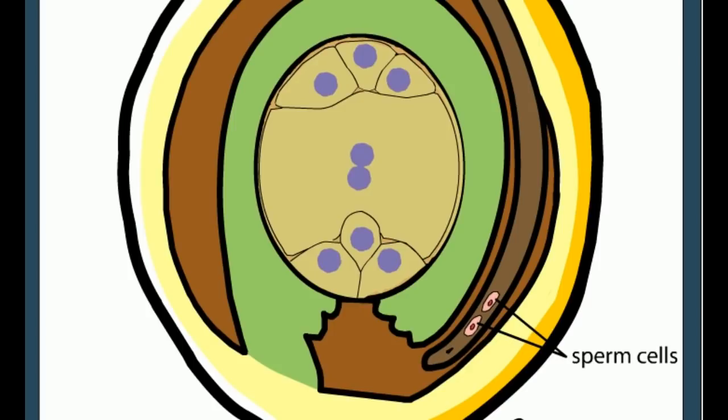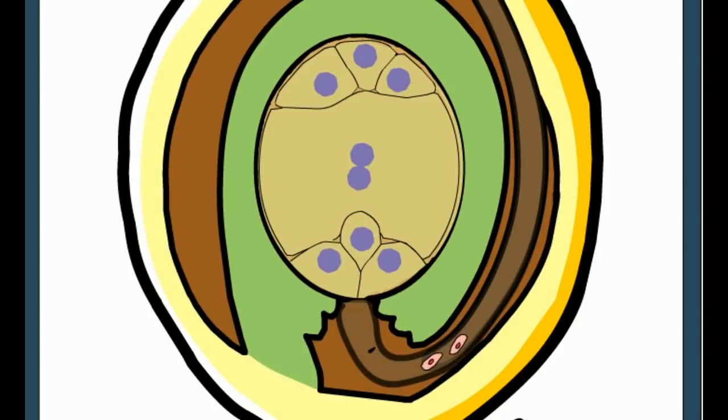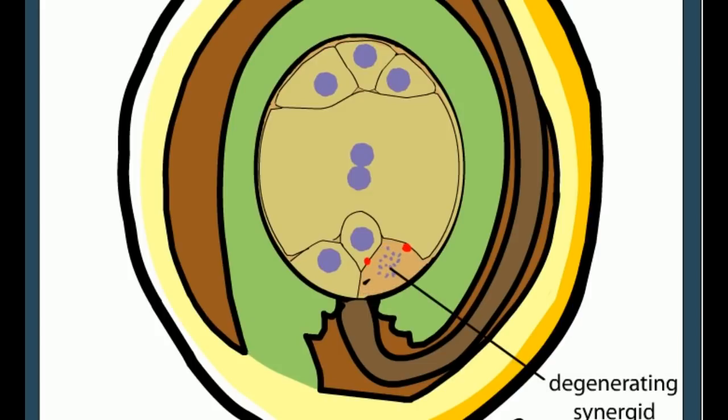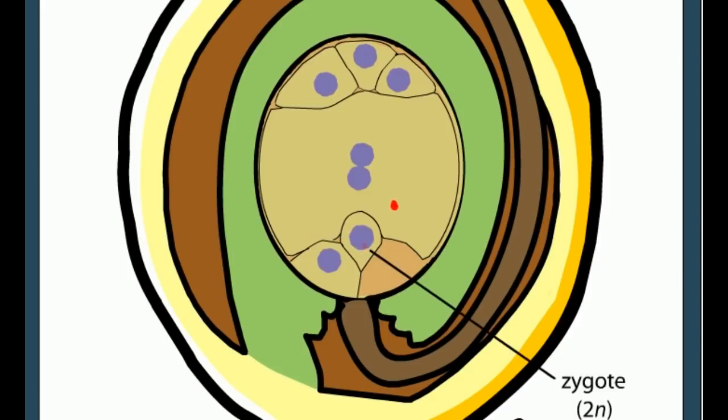The generative cell divides by mitosis to produce 2 haploid sperm cells. The pollen tube reaches the micropyle of the ovule and digests its way into one of the synergids, releasing the sperm cells. The synergid degenerates as one of the 2 sperm cells fertilizes the egg cell, producing a diploid zygote with 2n number of chromosomes.